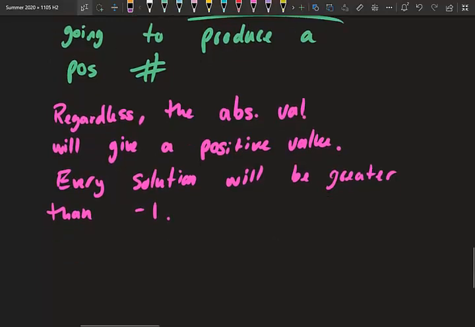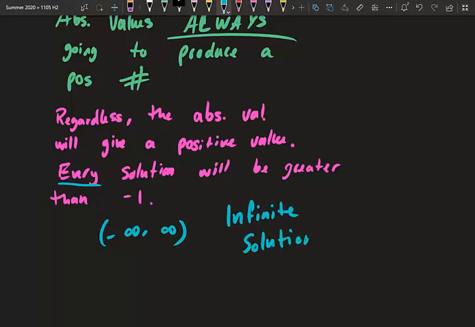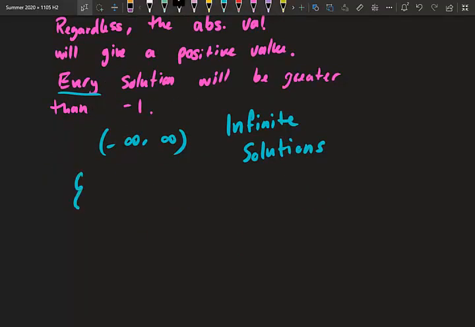So regardless, the absolute value will give a positive value. Every solution will be greater than negative 1. So how we say every solution in math, we say negative infinity to positive infinity, or infinite solutions. Or we can say, x such that x is any real number.